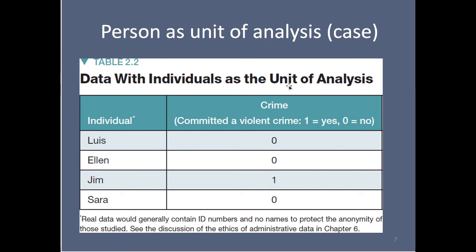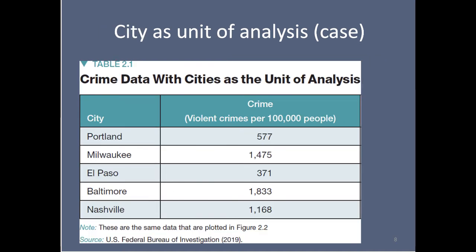So we have a variable like crime. And in this case, there's either committed a violent crime or didn't. And the unit of analysis is a person. So every line is a person, right? This would be like in Excel or Stata or SPSS. The unit of analysis is a particular person, and the variable crime, committed a violent crime, is a yes, no, dummy variable, 0, 1 variable. But you could also have the city as the unit of analysis.